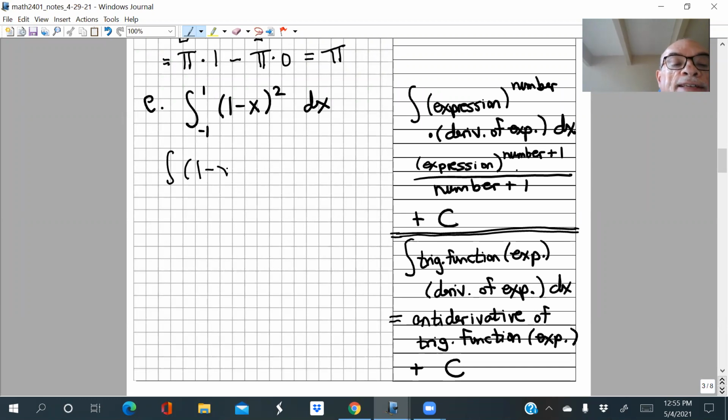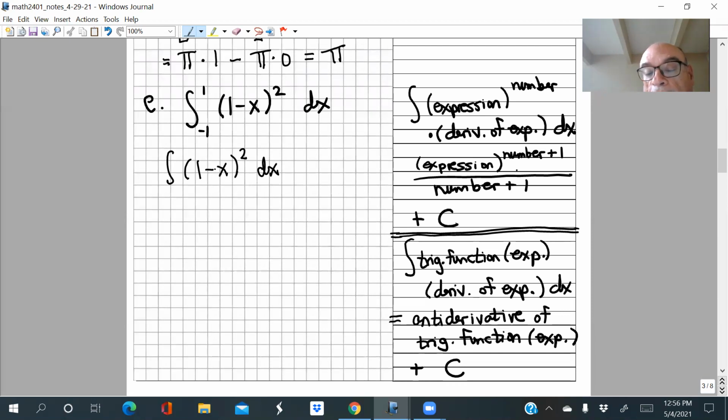Now, I could find this antiderivative by, since this exponent is not very large, going ahead and multiplying 1 minus x times 1 minus x. In other words, I could square out 1 minus x times itself and start that way. But just for further practice, let's try doing this.